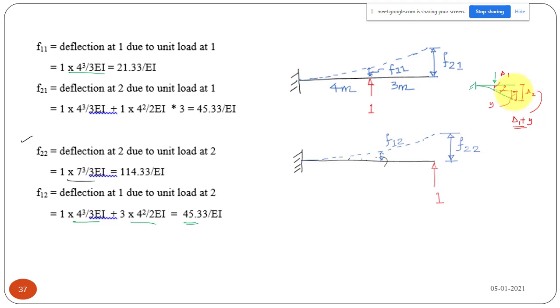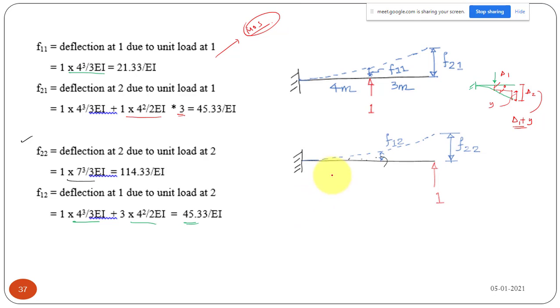So this length is the slope at this point, that is PL squared by 2EI, multiplied with this distance of 3 meter. So PL squared by 2EI into 3 meter. These are all basics that you have done in structural mechanics. You can refer to that if you are not getting this value.